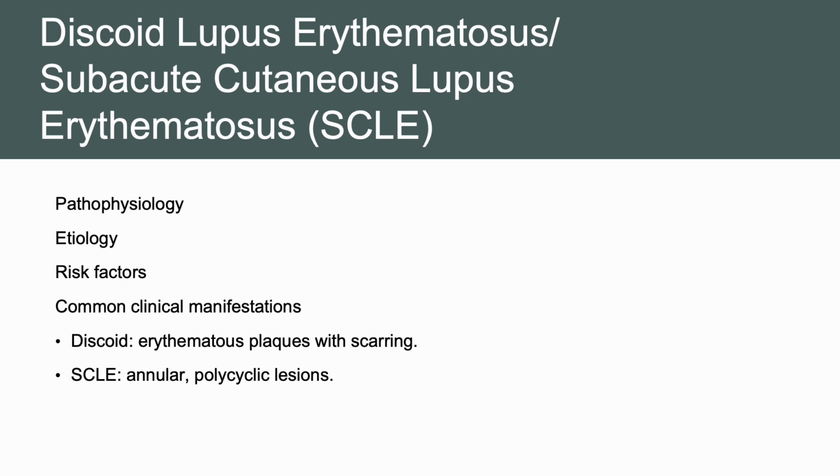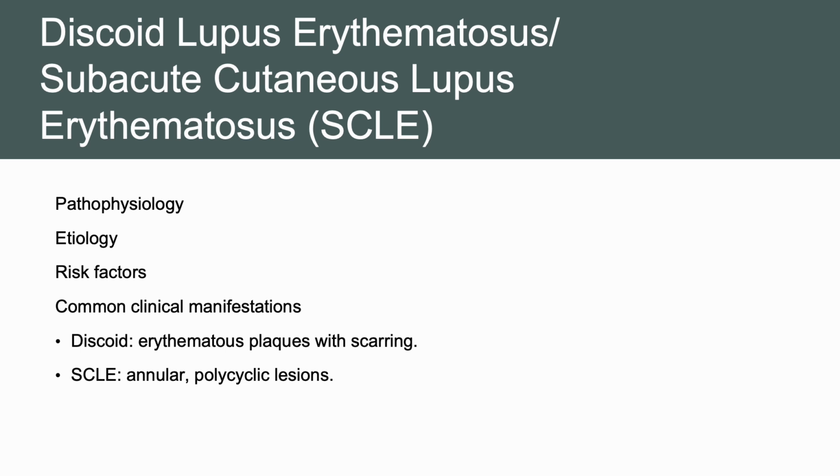Now let's talk about discoid lupus erythematosus and subacute cutaneous lupus erythematosus, or SCLE. These are autoimmune skin disorders with varying degrees of systemic involvement. There's a genetic predisposition, and then also ultraviolet light exposure is a risk factor. Clinical manifestations for discoid lupus, we see erythematous scaly plaques with scarring. With SCLE, we see annular polycyclic erythematous scaly plaques.